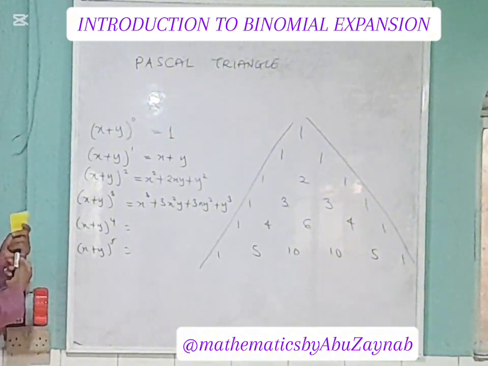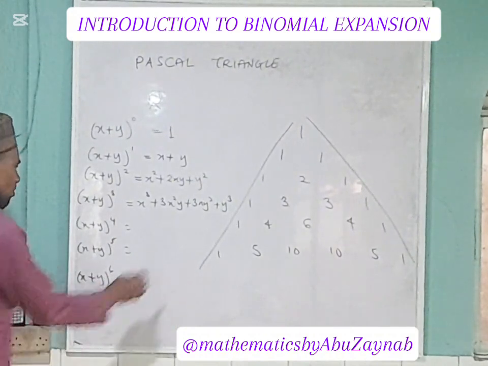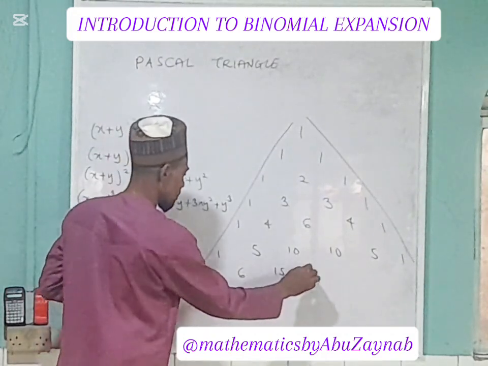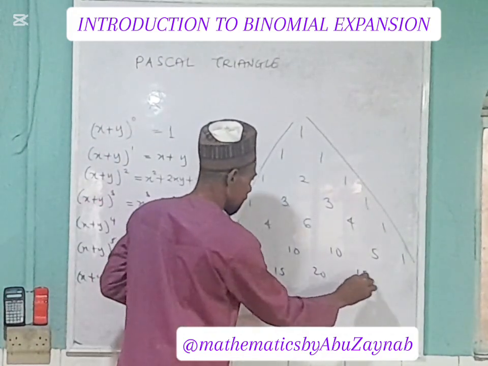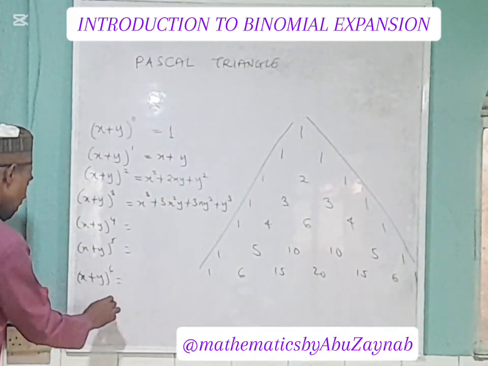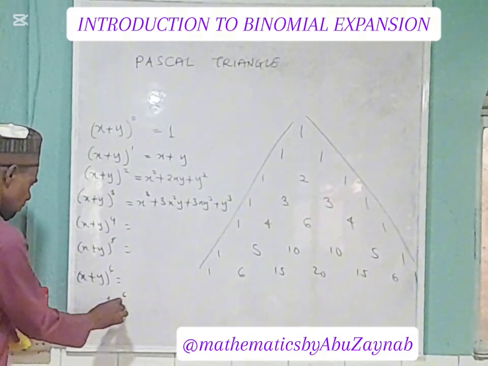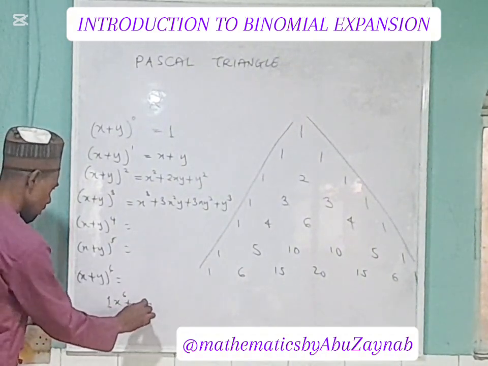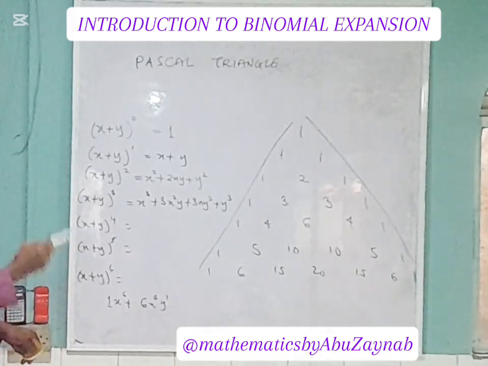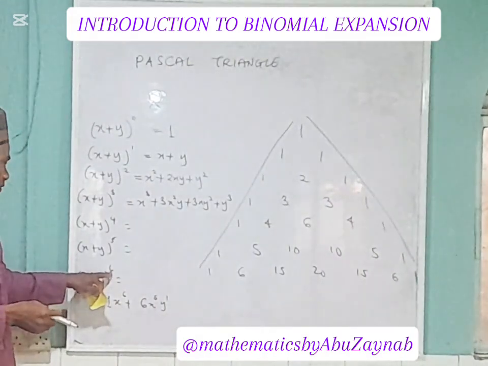So if you have to get this easily now, let's say we have x plus y to the power of 6 now. That's simply going to be 1, 6, 15, 20, 15 again, 6, and then 1 at the end. So in expanding this, I'm going to have x power 6, that is 1 is the coefficient here, then plus 6, x power 5, then y power 1. At every point in time, the addition of the powers must give us the maximum index there.